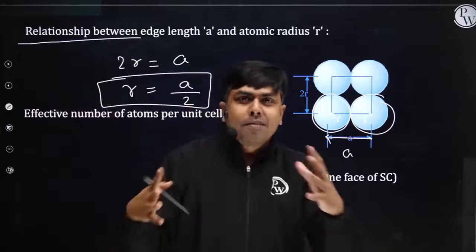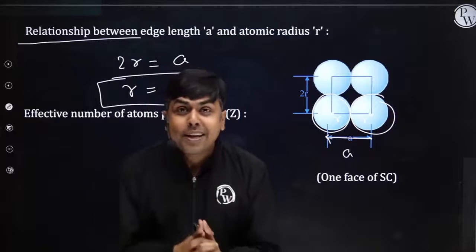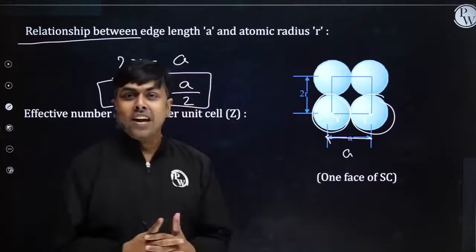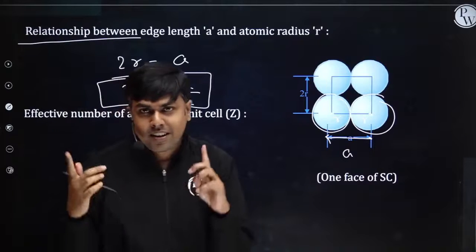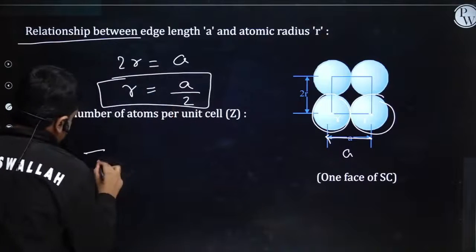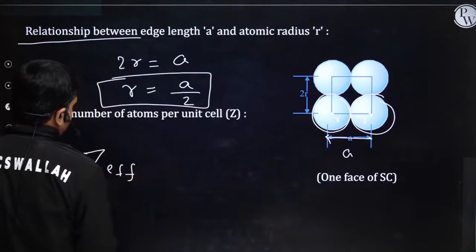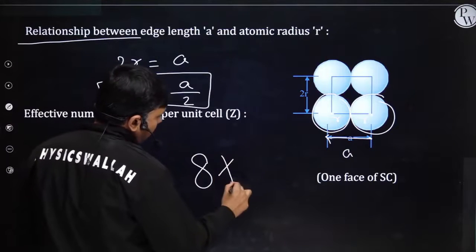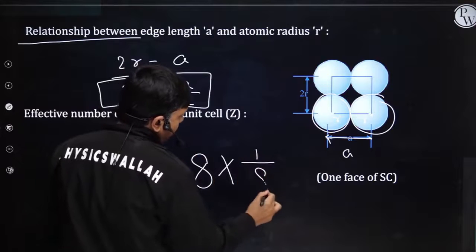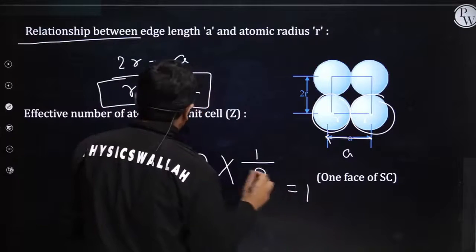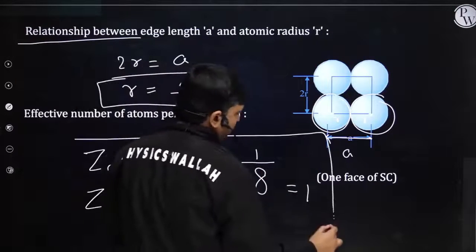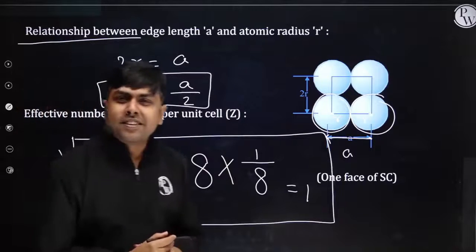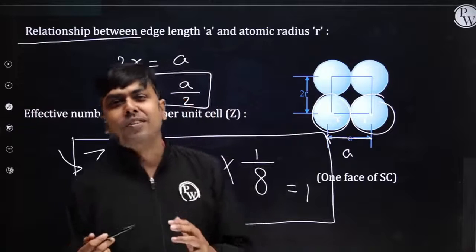What's the Z effective of this simple cubic cell? Atoms are placed only at corners. Total number of corners 8. Contribution of each corner 1 by 8. So Z effective, the effective number of atoms, equals 8 corners times the contribution from each corner, 1 by 8. So it's 1. Right, students? Shall we move ahead? Let's move ahead.